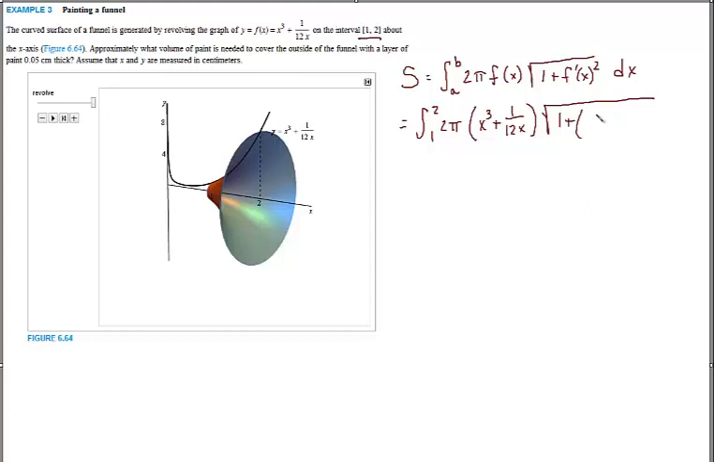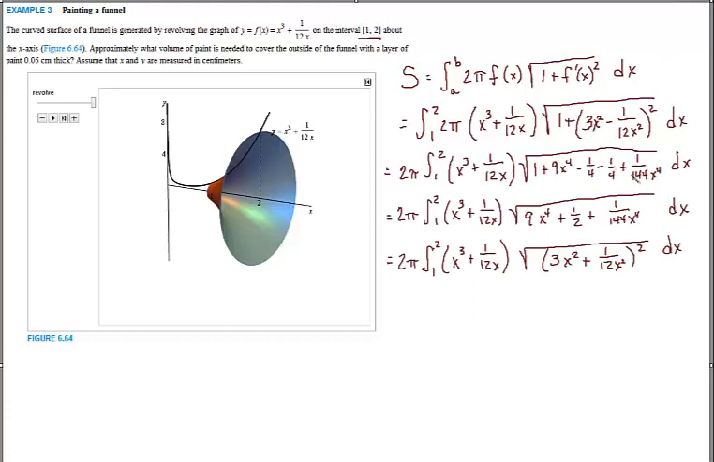So I think I can do that on the fly right here. That would end up being that f prime would be 3x squared minus 1 over 12x squared. Tricky part here is I've got to square that stupid thing. Alright, that's going to take me a minute and it might be a little messy, so I'll put you on pause and you can see it.